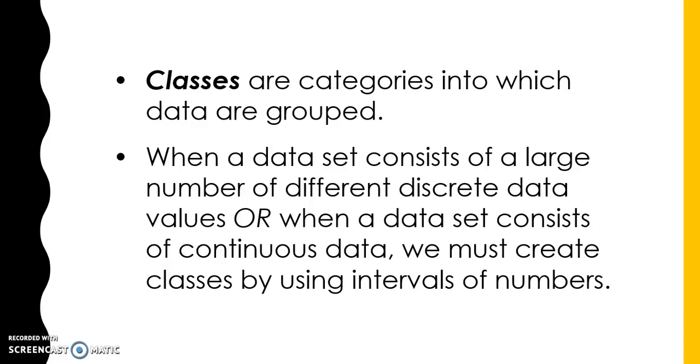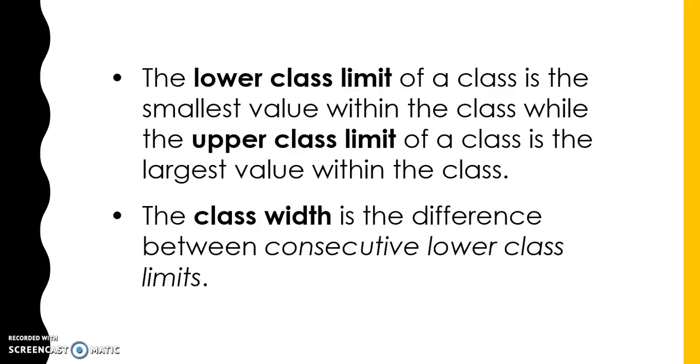So classes are just categories into which data are grouped. And when a data set consists of a large number of different and discrete values, or when a data set consists of continuous data, we must create classes by using intervals of numbers. So it's necessary there. In the previous example, we just had the numbers 0 through 5, so not very many values. There wasn't a reason to create an interval of numbers to represent a class. We could just use the individual data values for the class.